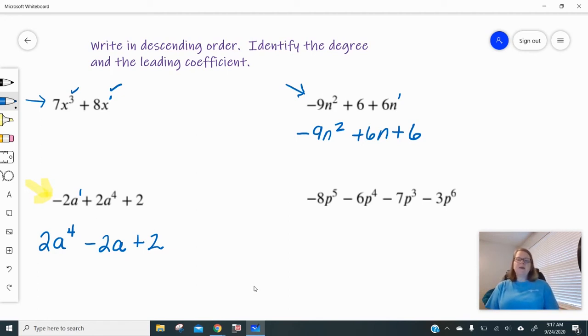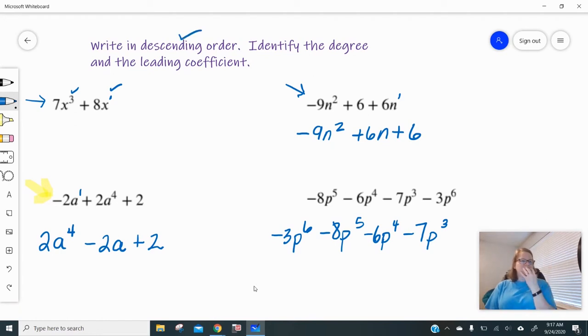All right, so here we have 5, 4, 3, and 6, and we just want to put them in order so that it's 6, 5, 4, 3. We want the variable for the exponent to start with the biggest and go to the smallest. So it's negative 3p to the 6th minus 8p to the 5th minus 6p to the 4th minus 7p cubed. All righty. Okay, so we have done the descending order part.